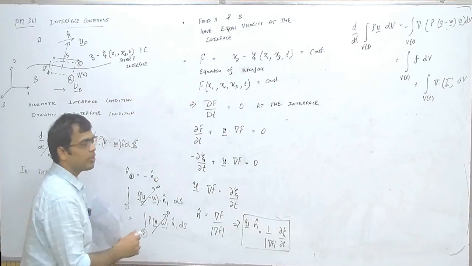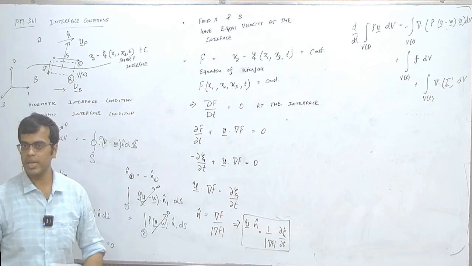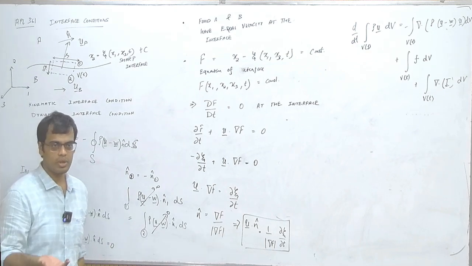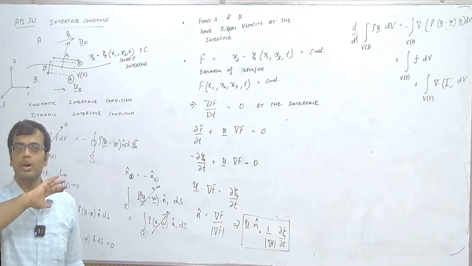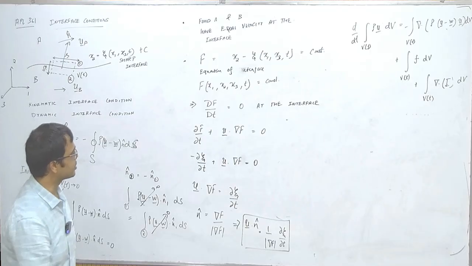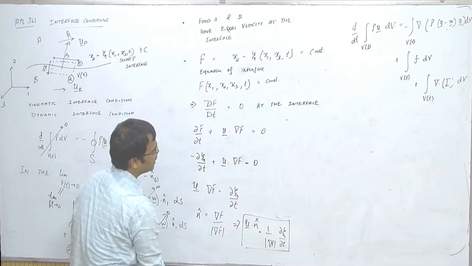Just like, I can define any surface where x1 square plus x2 square plus x3 square will not be constant, right? But if the interface is spherical, then these quantities are constant only on the interface. So, all of this applies at the interface.